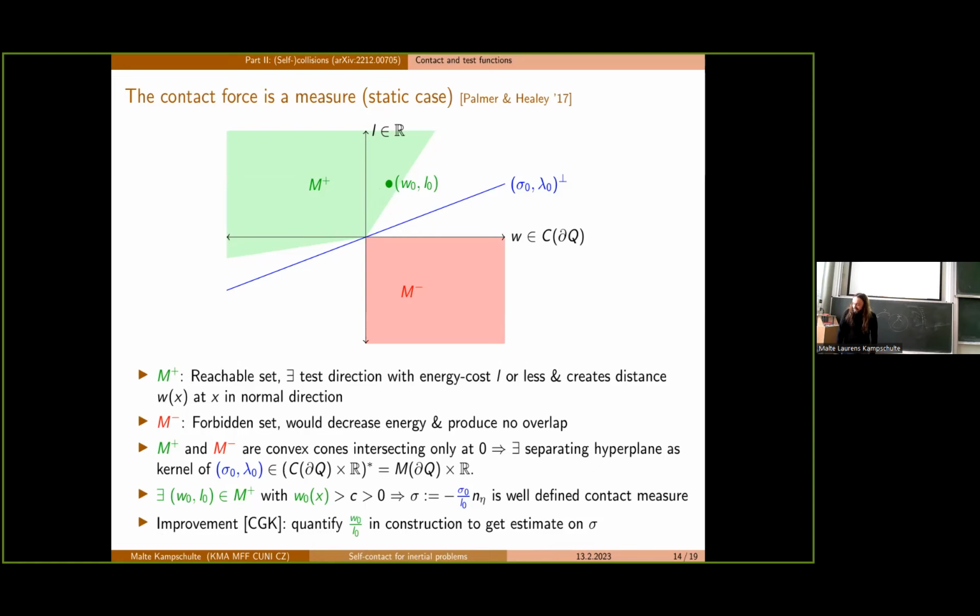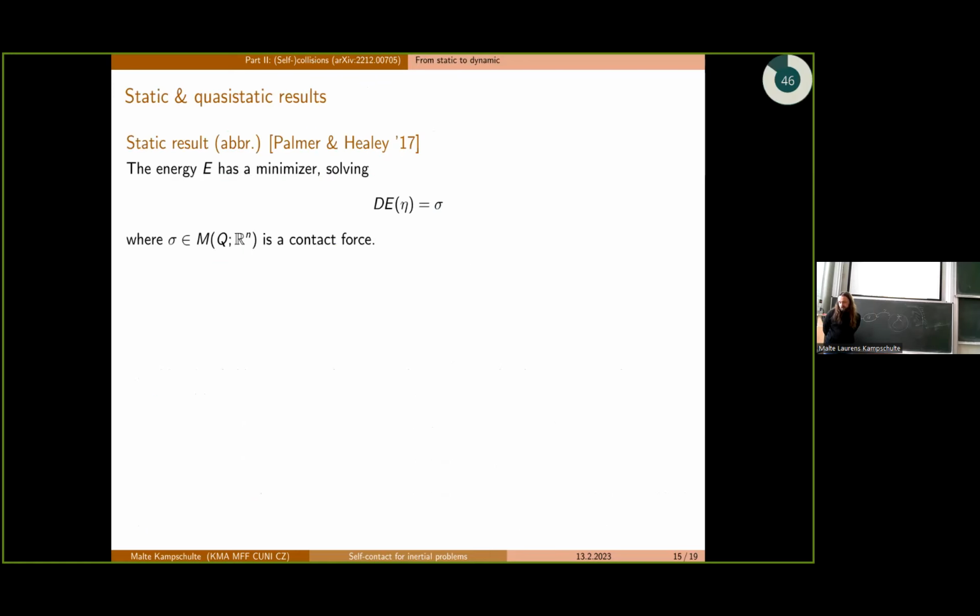And we have some slight improvements, in that we actually quantify where this point is. This turns out to be crucial in terms of the energy of our configuration and so on. And this gives us an estimate on the contact force. Okay, they get to this static result, where they basically say, okay, this nice enough energy, whatever it precisely is, I don't care right now, some second order thing, has a minimizer which solves this equation with the contact force. And they're very happy about it.